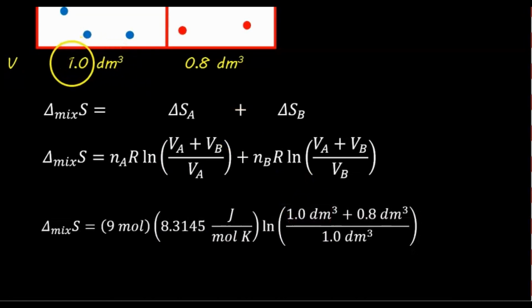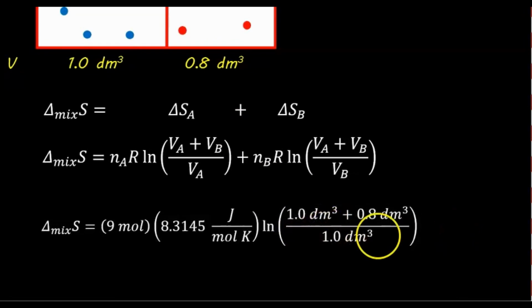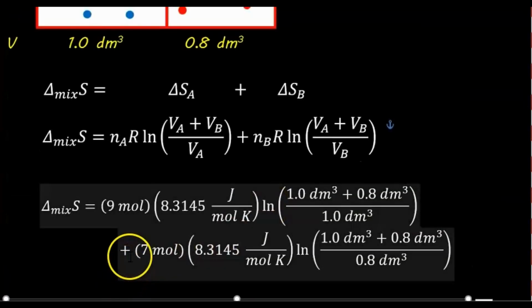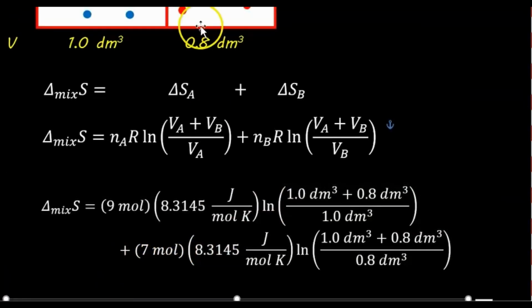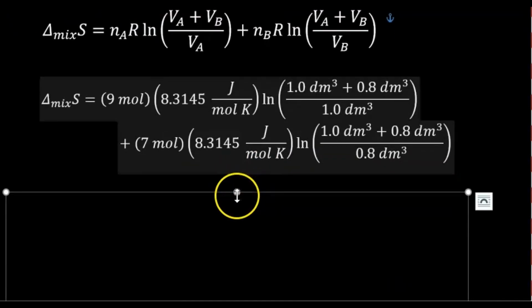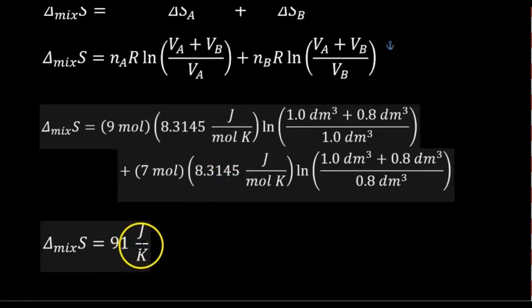So the final volume is 1.0 decimeters cubed plus 0.8 decimeters cubed divided by 1.0 decimeters cubed. And then plus, we have to add this other term, which I got right here. This is 7 moles for the other gas times R, and then times ln of the final volume over its initial volume there. And if we plug that into the calculator, we get 91 joules per Kelvin. So that's a positive change in entropy.